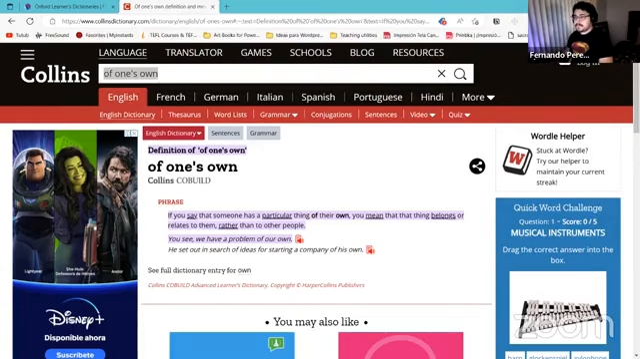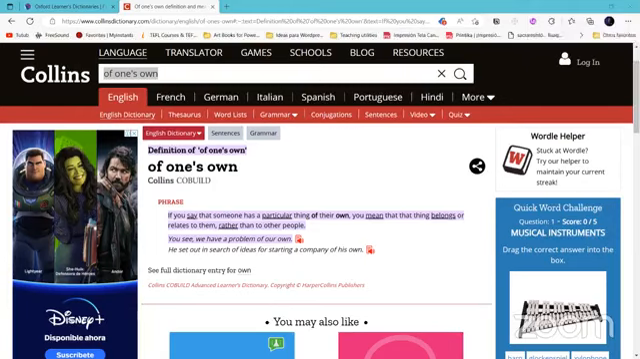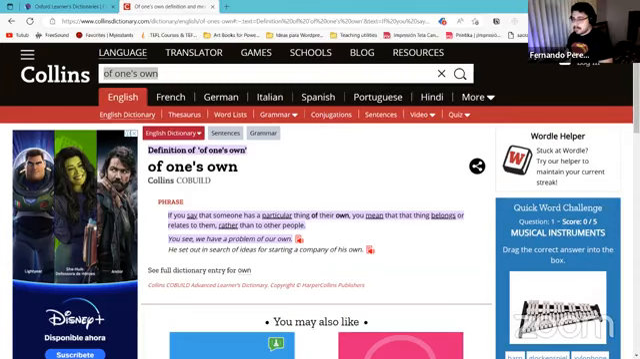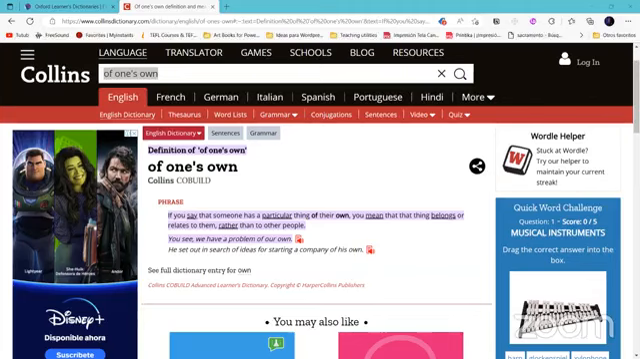Can you explain this expression? Yeah, well, I can try. You can. Believe in yourself. If you say that something has a particular thing of their own, you mean that the thing belongs or relates to them. I think it's something related to possession, but also when you do something by yourself, maybe you write a book by your own. I don't know if it makes sense.